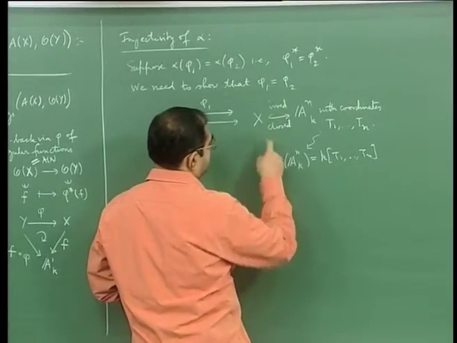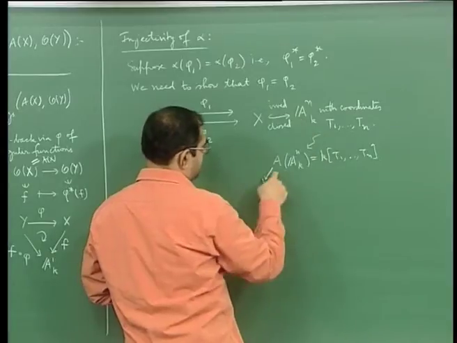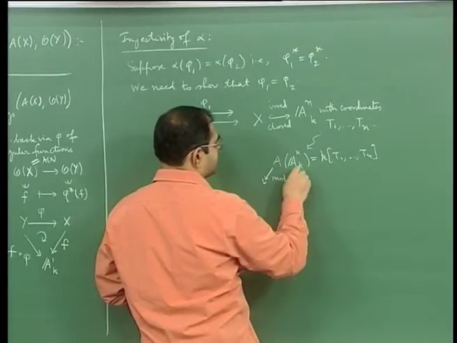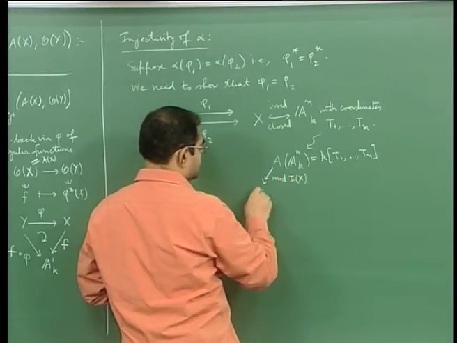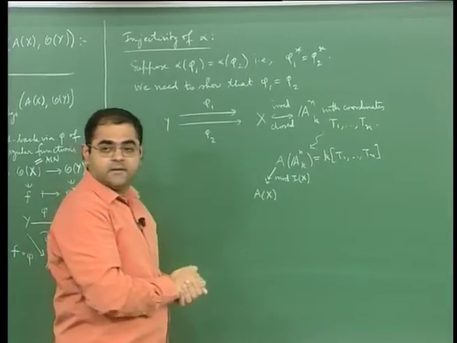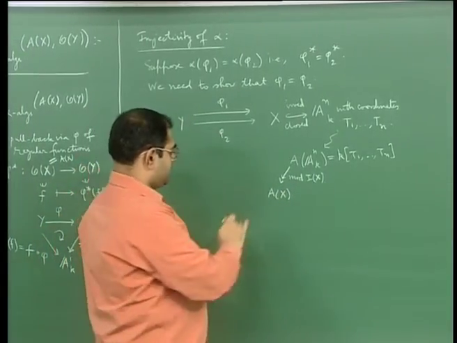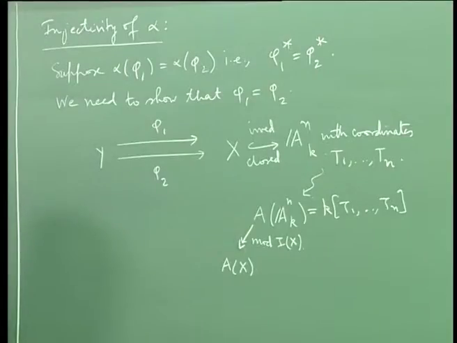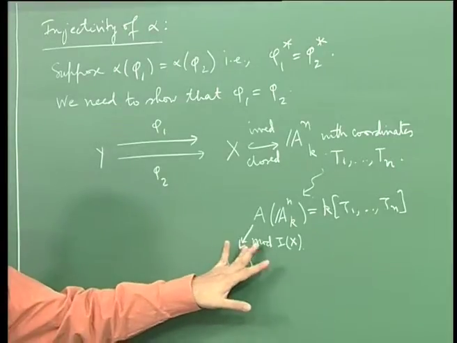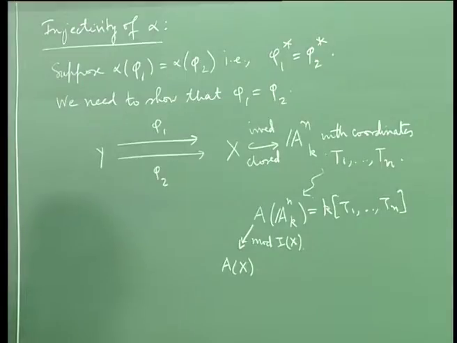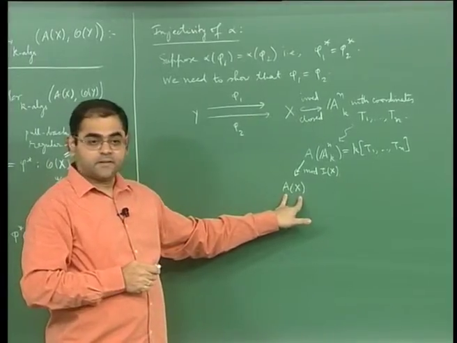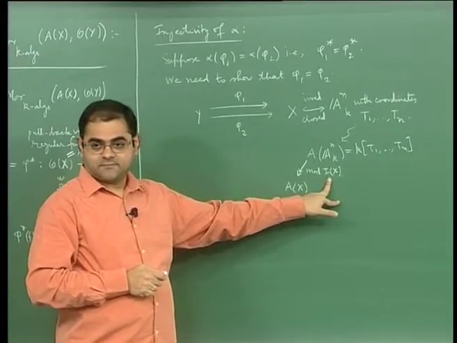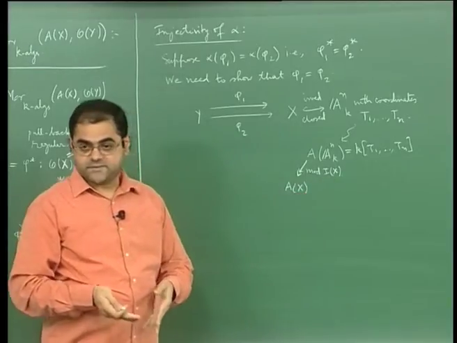What happens is that this is an irreducible closed subset, therefore if I go mod the ideal of x, which is going to be a prime ideal, I am going to get A of x. So this is the polynomial functions restricted to x. To get the ring of functions on x, I will have to go modulo the ideal of x, which means I will have to identify two functions on x if and only if they differ by a function that is 0 on x, and that identification corresponds to going modulo I of x.